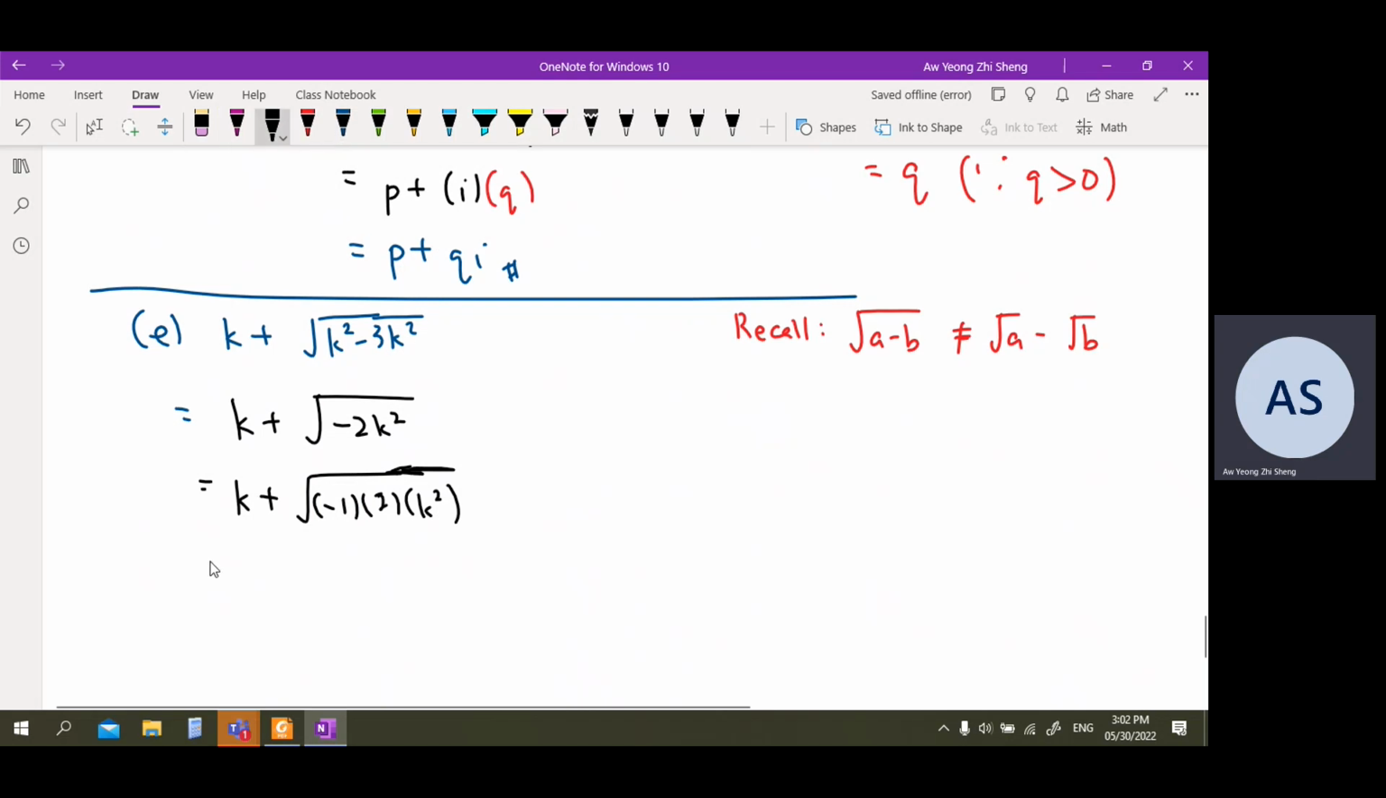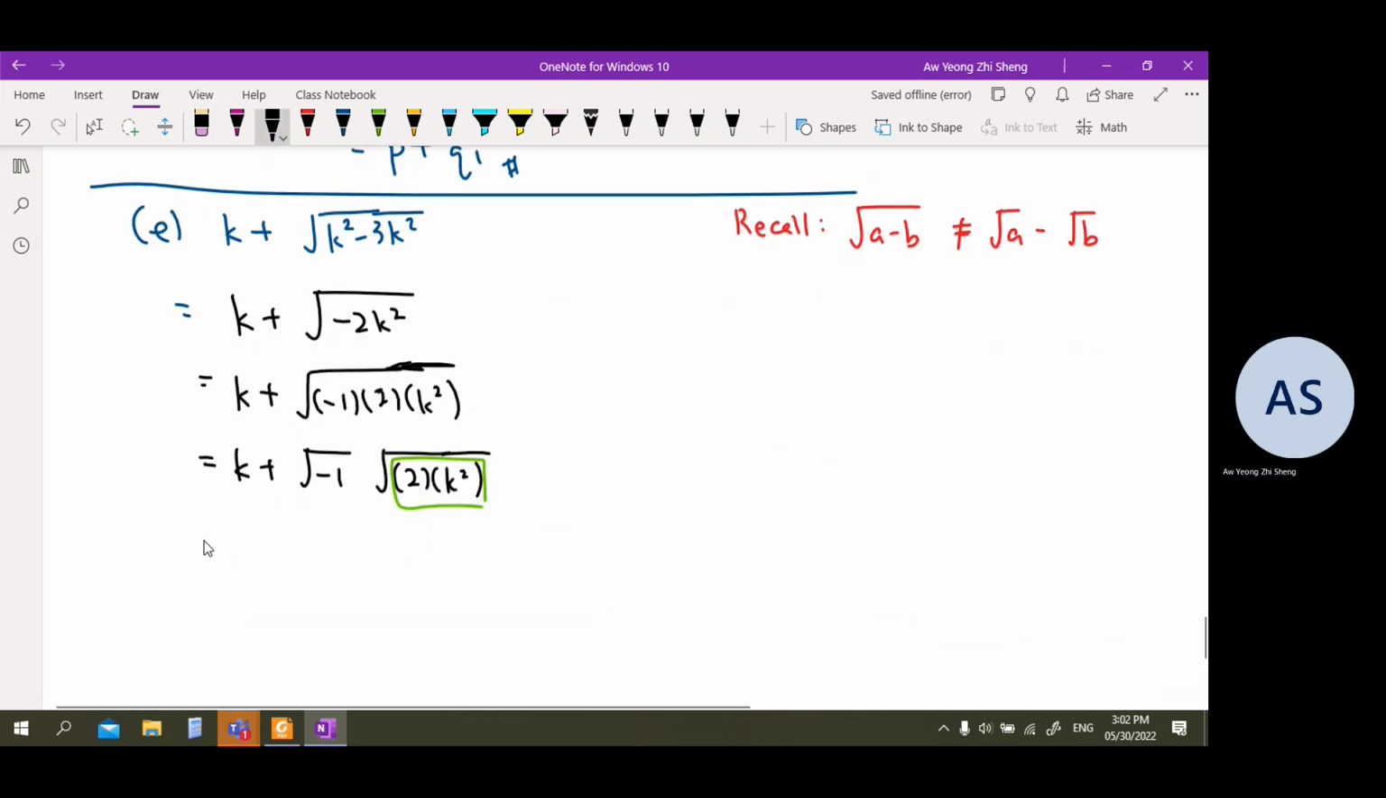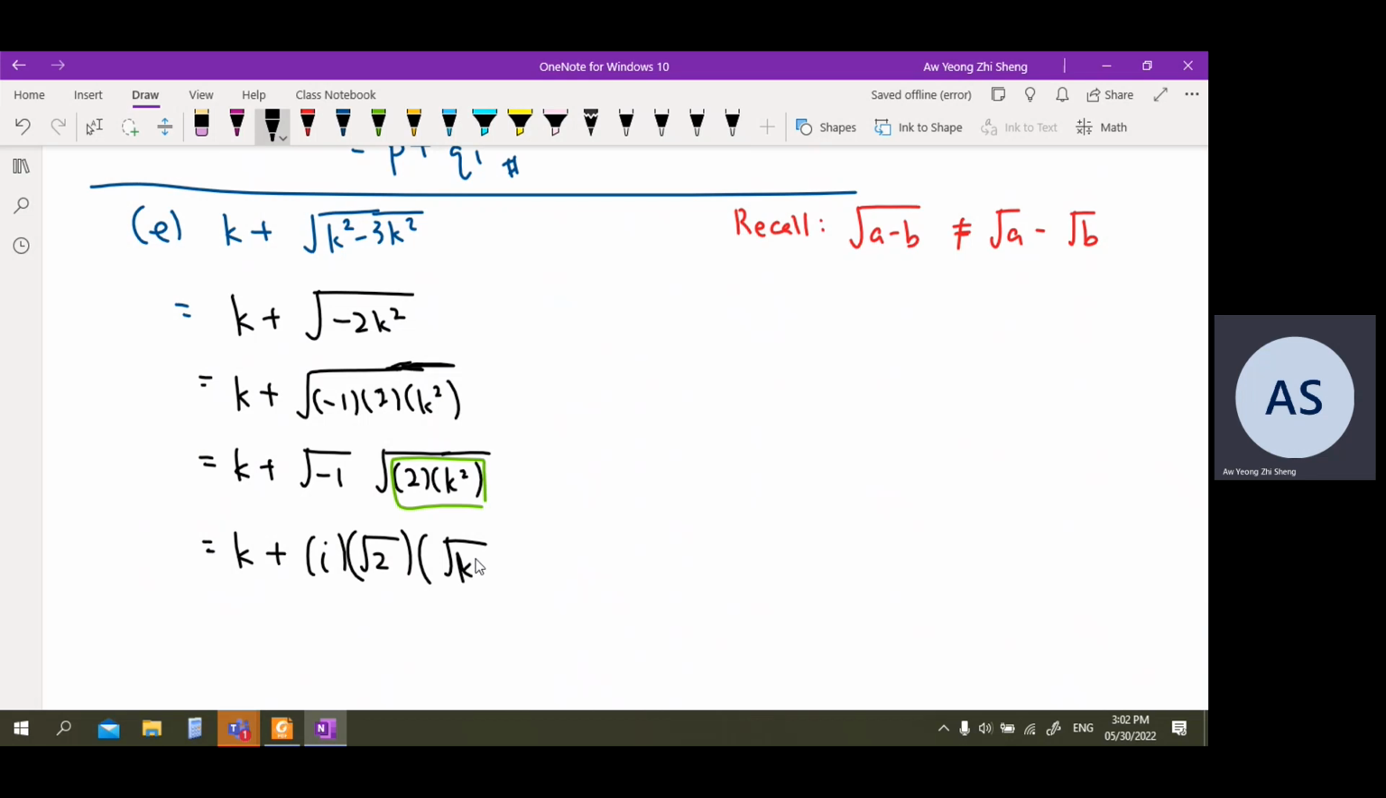So let me do it a bit slower this time. This is surd of -1 times surd of 2 times k squared. And this part is again safe to distribute my square root over the 2 and k squared, because both 2 and k squared must be positive. The presence of power 2 guarantees that k squared must be positive. And so I have surd of -1, which by definition must be i. This is surd of 2, and this is surd of k squared.